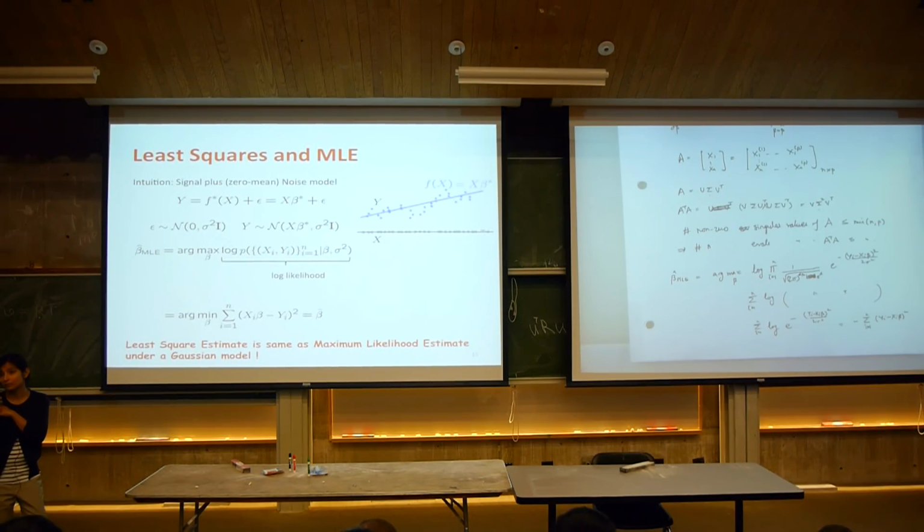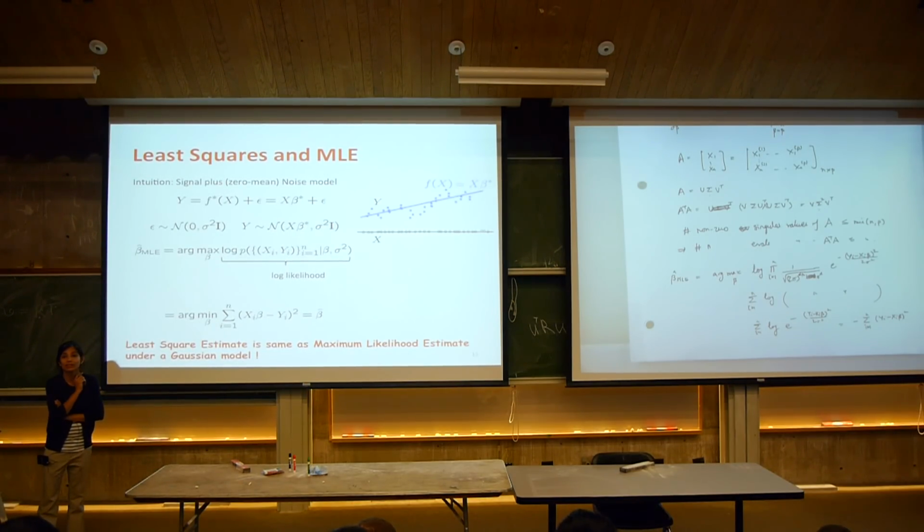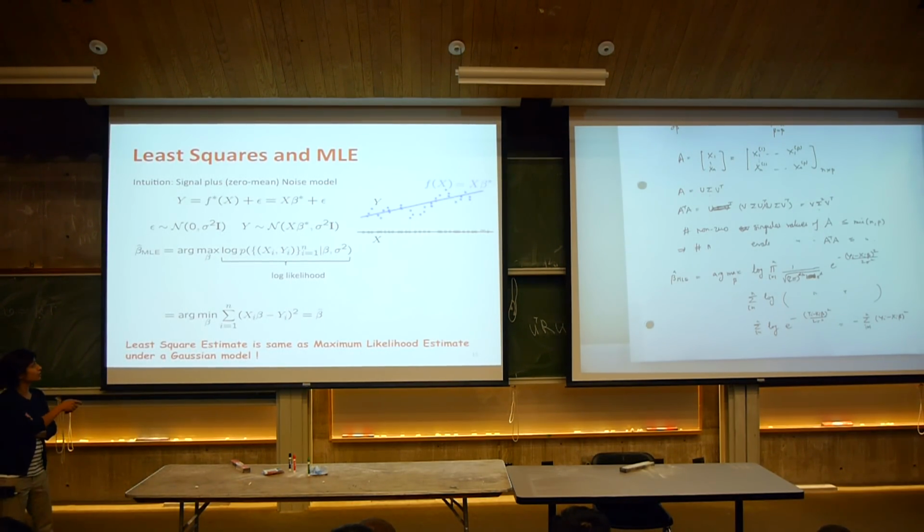It was over whatever parameters of your model. And here the parameters are beta, at least that's the one you care about. Sigma square is a nuisance parameter. So we are going to put a prior over beta and say, what if instead of maximizing just the likelihood, we maximize the product of the likelihood and the prior? And that actually leads us to regularization.